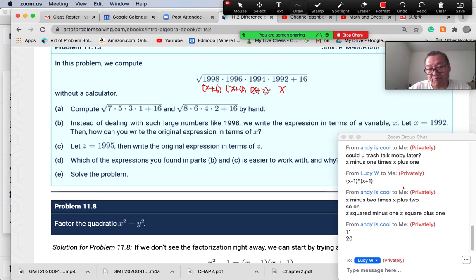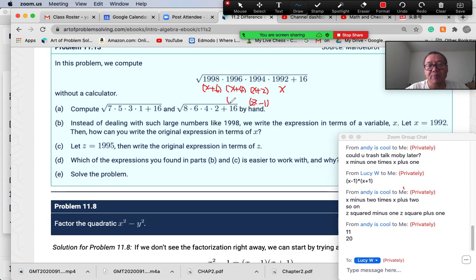But this one, if you have this, can it simplify? It looks like it still cannot simplify, right? It did not help you a lot. Now let's see C. If you set z equals 1995, then this one will be z minus 1.